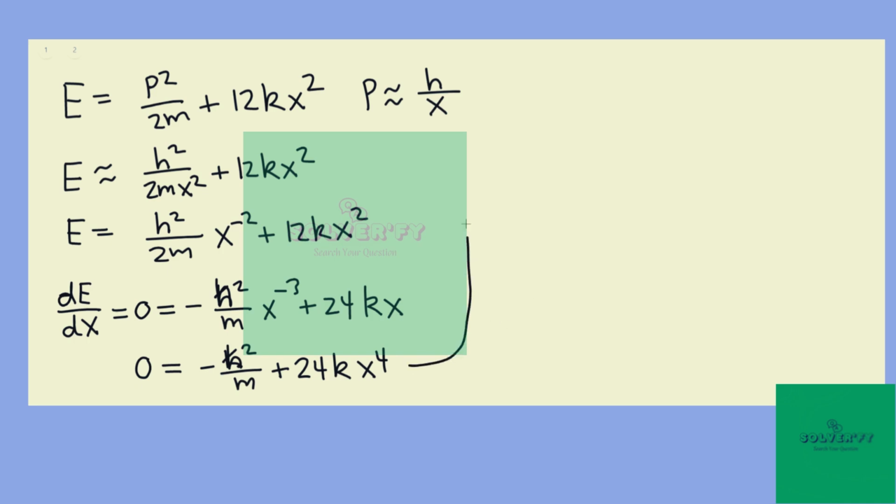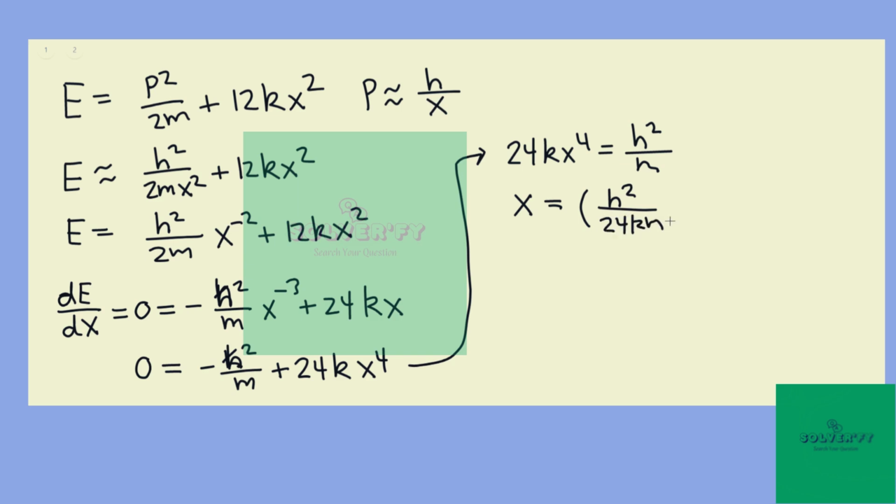Let's move over. Thus we have kx to the 4th equals h squared over m. You can see where this is going. Doing a couple extra steps, we have x equals h squared over km, to the power of 1/4. It's not a cube root, it's a fourth root, so 1 over 4. So this is the x value that minimizes the total energy.